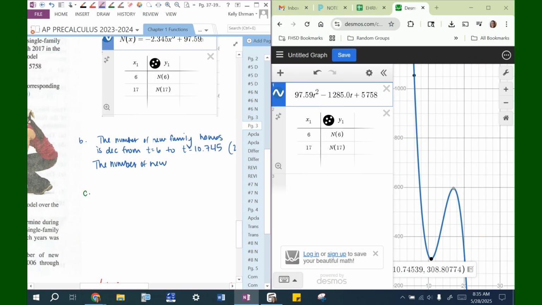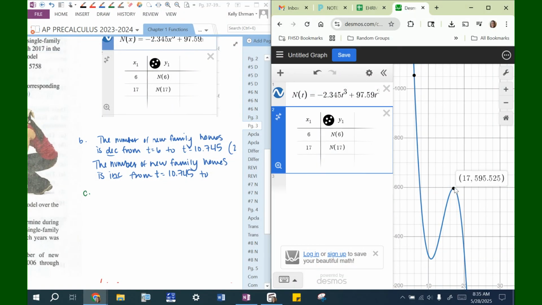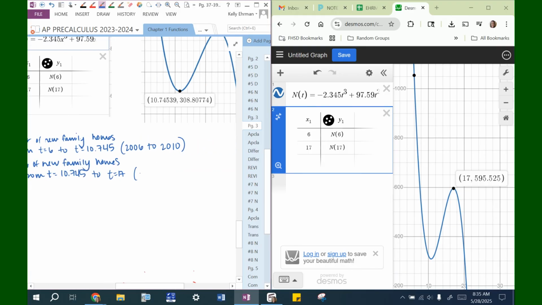And then the number of new family homes, it's always good to write in context, is increasing from t equals 10.745 to, is this the end of our interval? This is not quite 17, but, well, I guess it is. I guess that is what they, oh, there we go. That's what they plotted there. So 17. So then I'm going to say from 2010 to 2017.